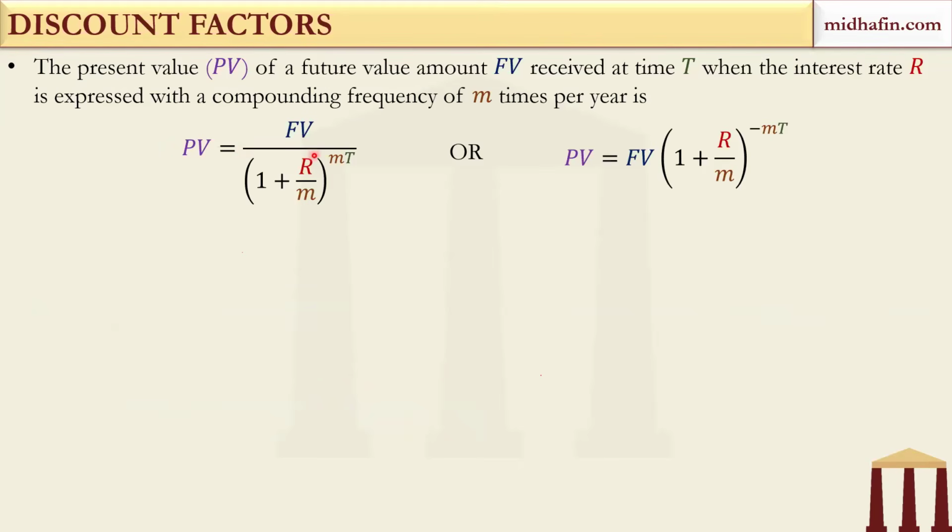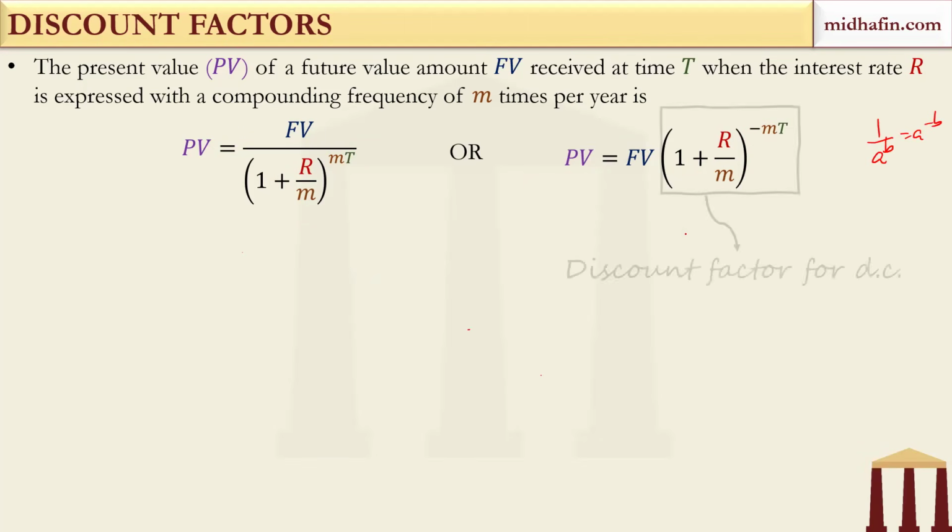Now, discount factor. See, there was a formula for calculating future value from present value. If you just invert the formula, you get present value from future value. Or you can say, just apply the negative sign to mt. 1 plus r by m raised to the power negative mt is nothing but 1 over 1 plus r by m raised to the power positive mt. We know that, right? 1 by a^b is equal to a to the power negative b. That is the logic being used over here.